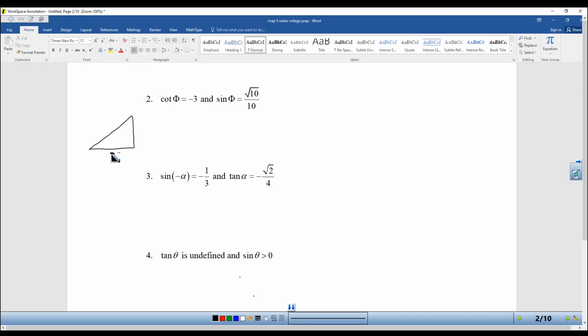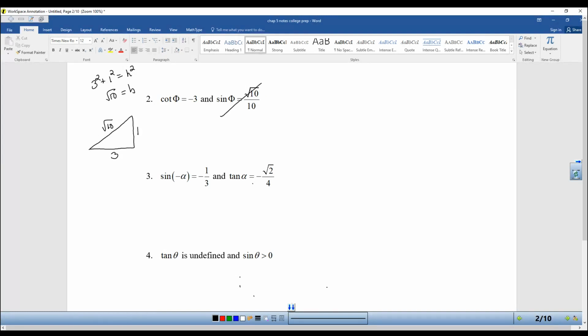So cotangent is adjacent over opposite. And then to get my third side there, 3 squared plus 1 squared is hypotenuse squared. So the hypotenuse is the square root of 10. Notice I didn't even need this to make my triangle.